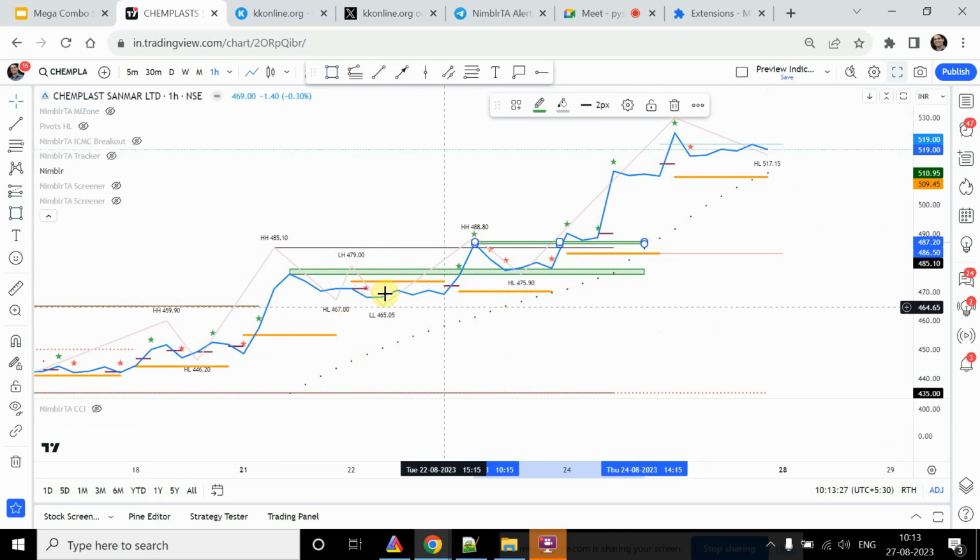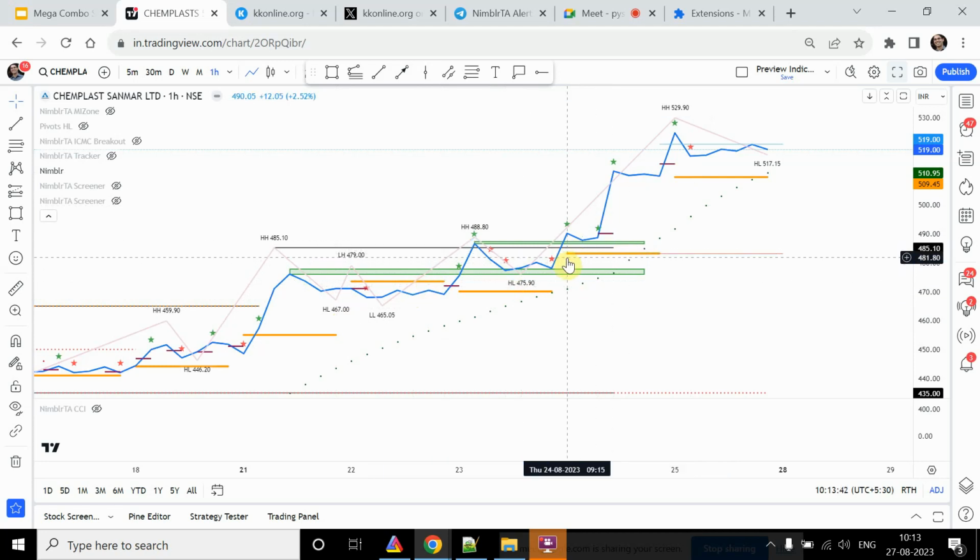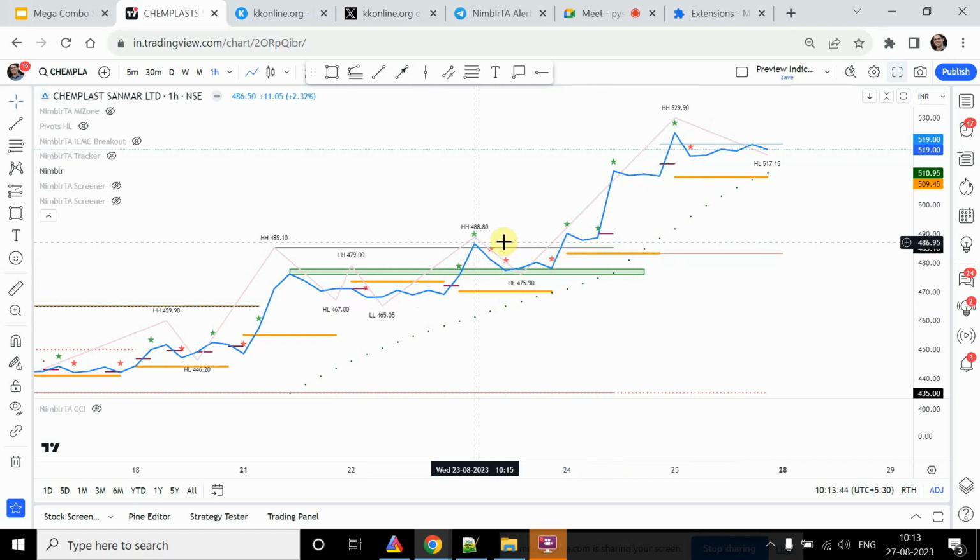Also to note, the orange levels which you are seeing are the opens, and the recent open which happened on 24th is above the prior opens. So that again is a bullish sentiment and tells us that the stock is moving on the upside.